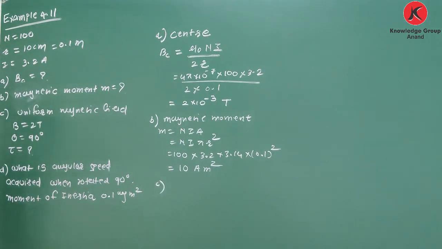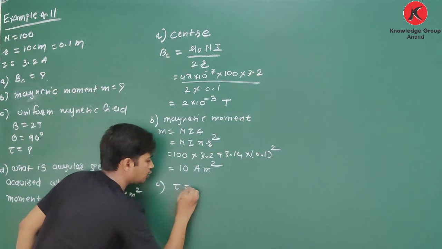When this circular coil is rotated in a uniform magnetic field, B is equal to 2 Tesla. See, the earlier magnetic field was produced due to current. Now this coil is placed in some external uniform magnetic field, B is equal to 2 Tesla, and it is rotated at angle theta is equal to 90 with the magnetic field. Then your question is, what is the torque acting on it? The loop is rotated at angle theta, then you have to find the torque.